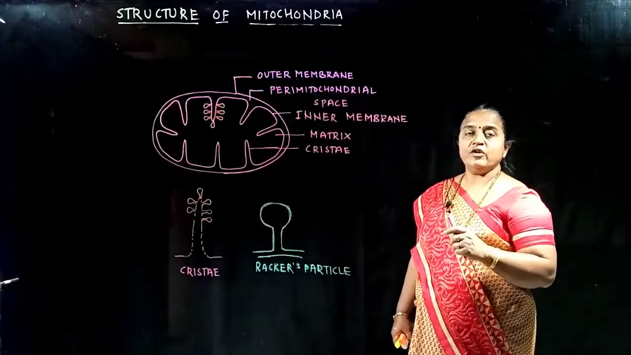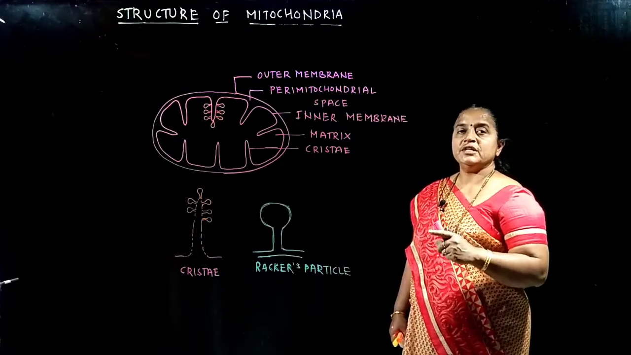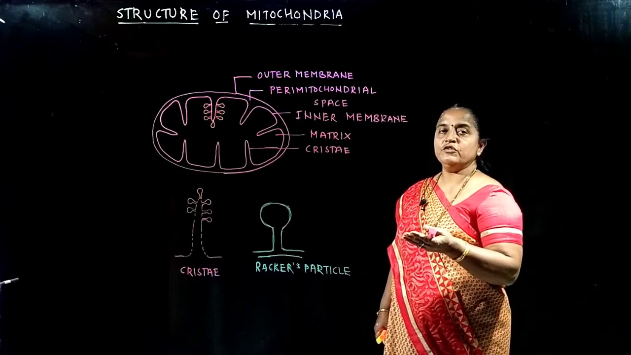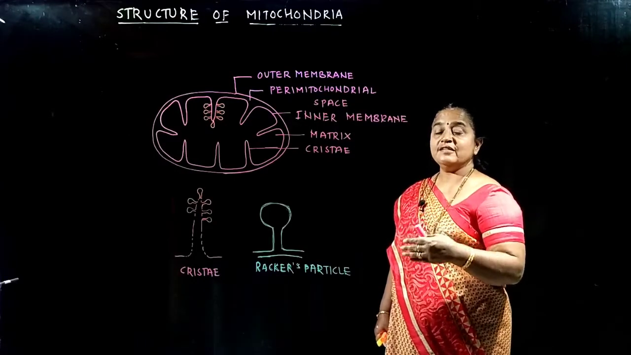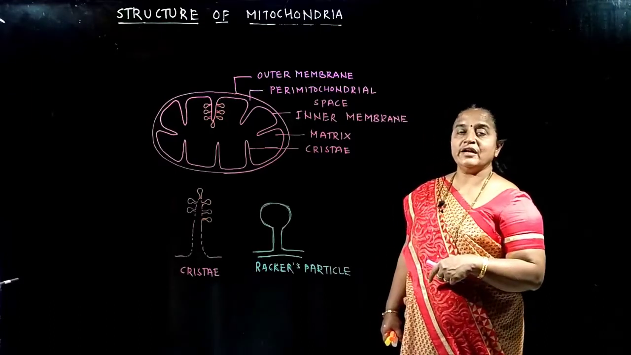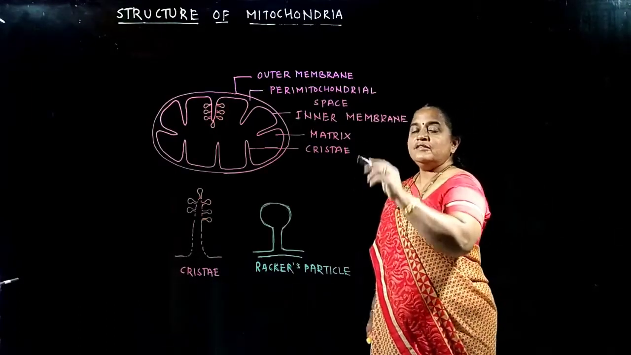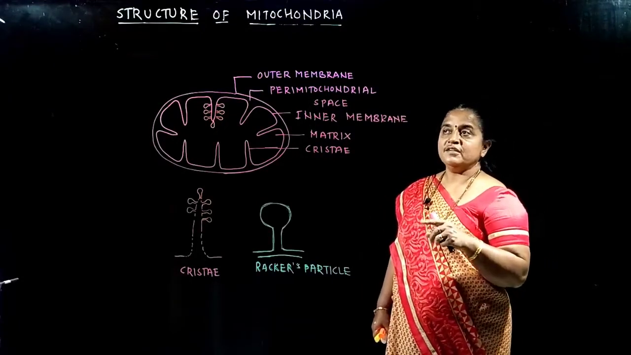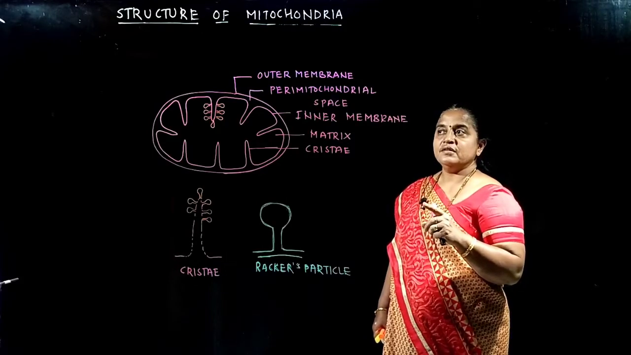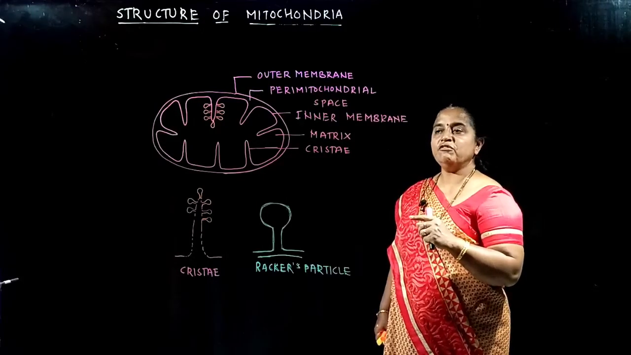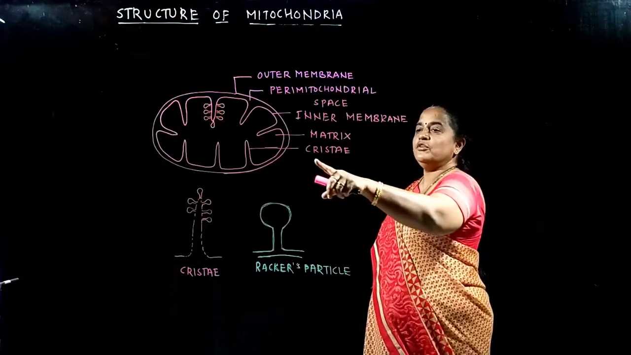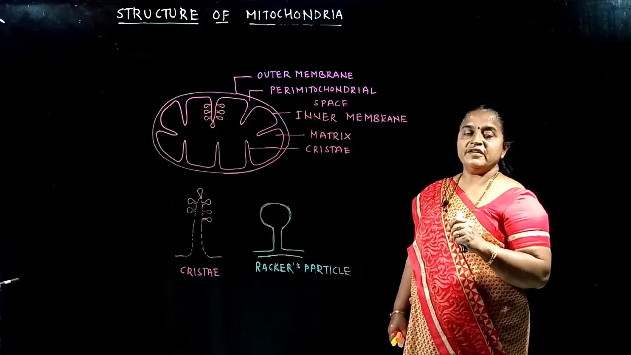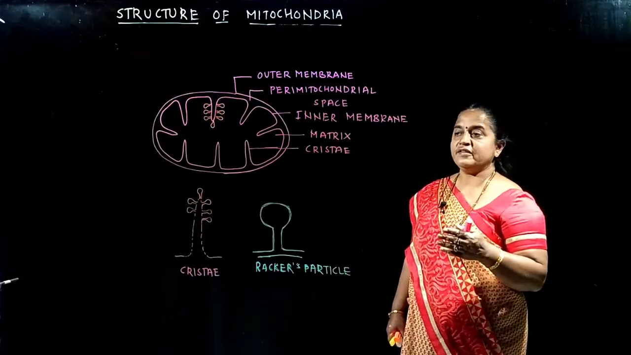In the matrix, they have their own DNA molecules which contain information transcribed onto RNA molecules, so that they can synthesize their own proteins to regulate mitochondrial reactions. This matrix is surrounded by 2 membranes. The outer membrane is continuous. The inner membrane shows infoldings suspended in the matrix, known as cristae. Between the outer and inner membrane, there is a space called the perimitochondrial space.